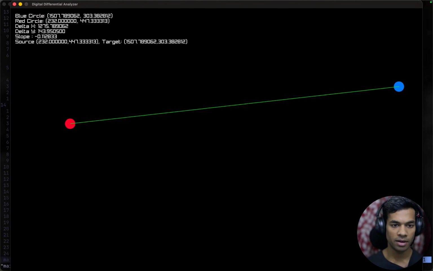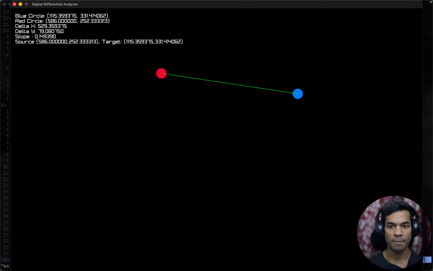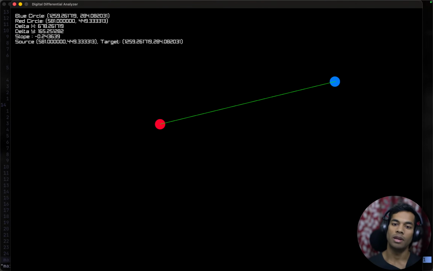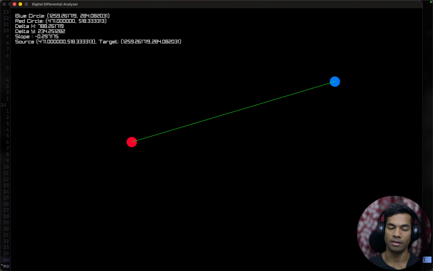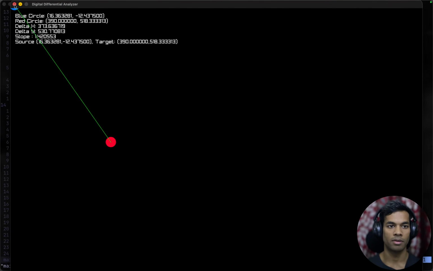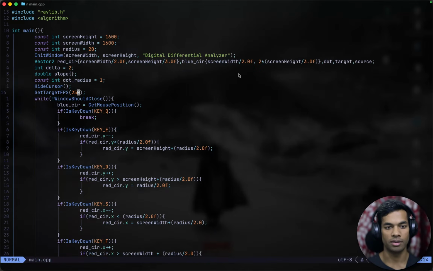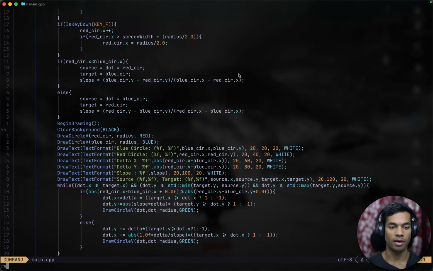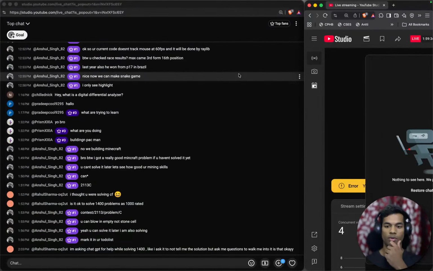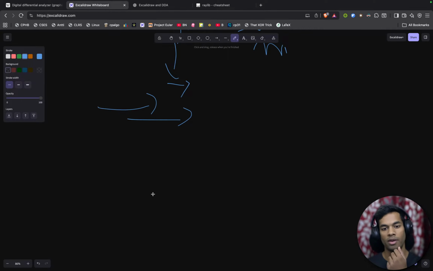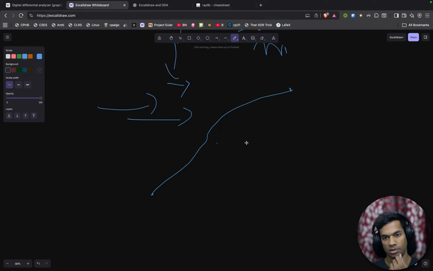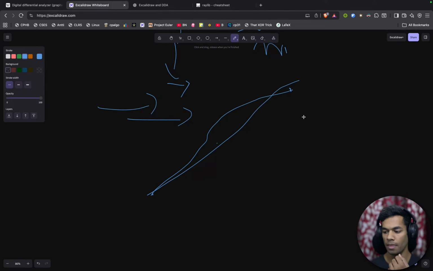Let's also do something at the middle point. Let's put a white circle at the middle point of this line that we are drawing. Let's see. Can we do that? How would we know the middle point? We know the slope and we know the starting point, and we also know the destination point. That is an amazing line.